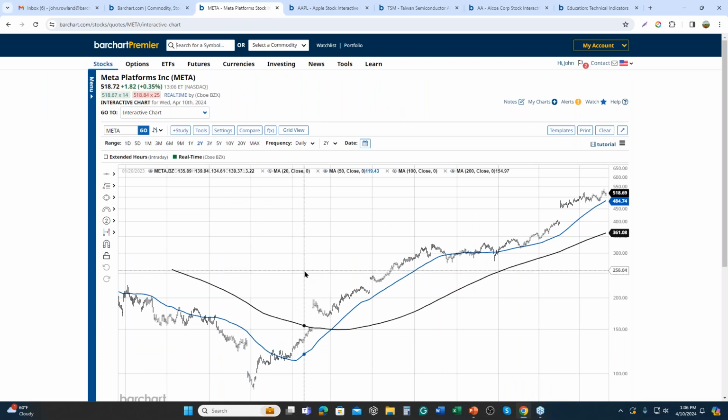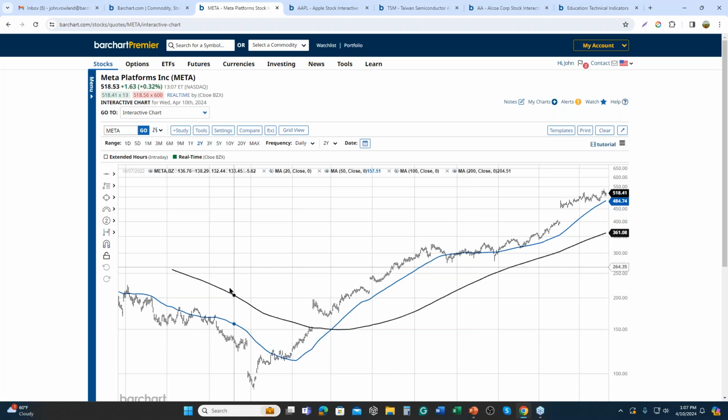So here's Meta, and I have two moving averages here. I have the 200-day moving average, which is in black, and the 50-day moving average, both of them simple, in blue. So the concept here is that first, it's a trend identification, and then the second is that longer periods of time or lookbacks tend to have a lag aspect to them.